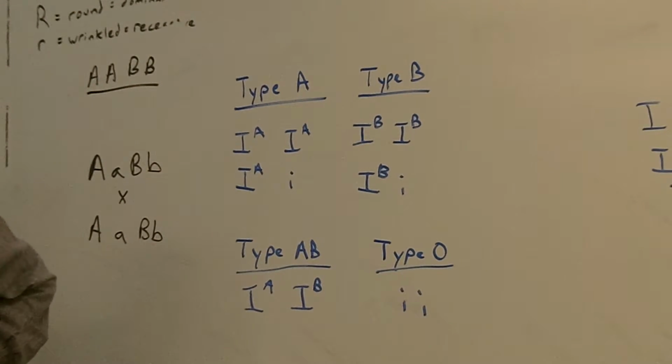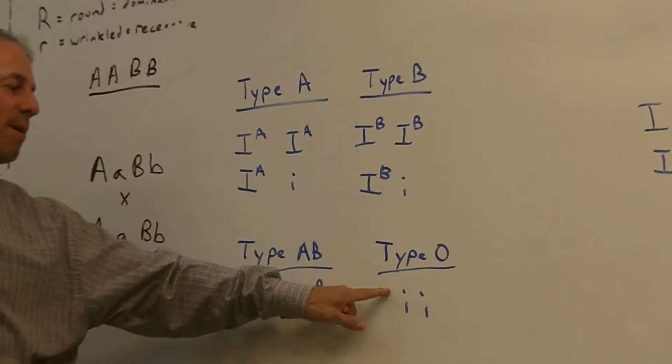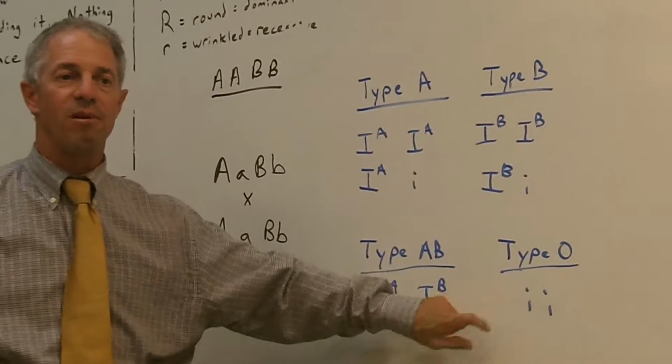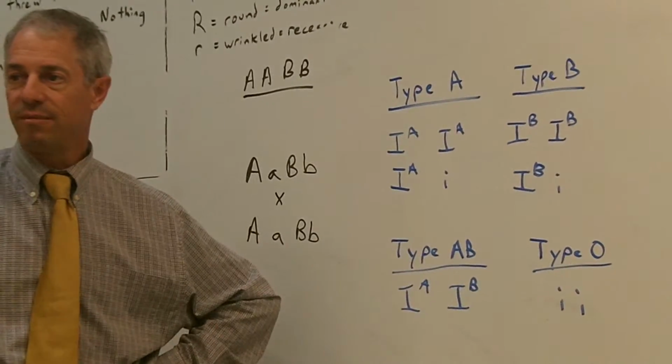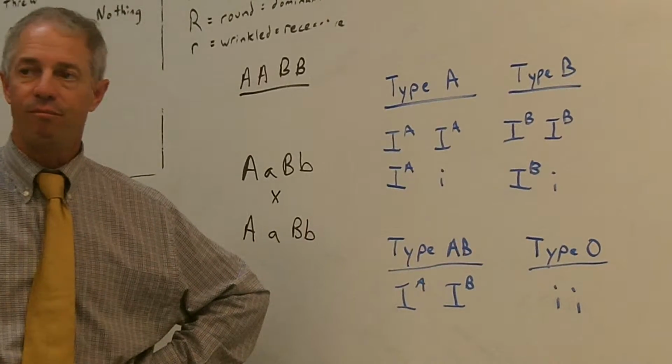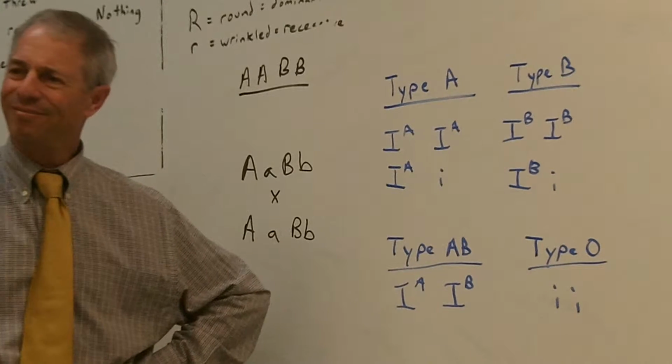So is type O as rare as type AB? No, most people are type O. About 50% of people are type O. Type O is pretty common. What are you, Mr. Willis? I don't know.